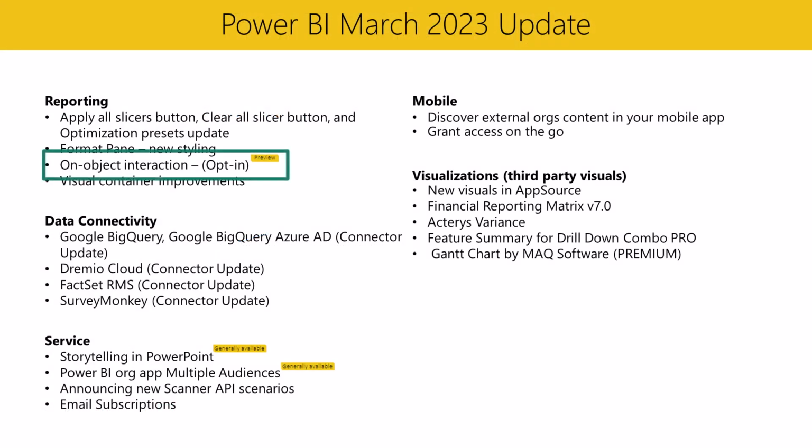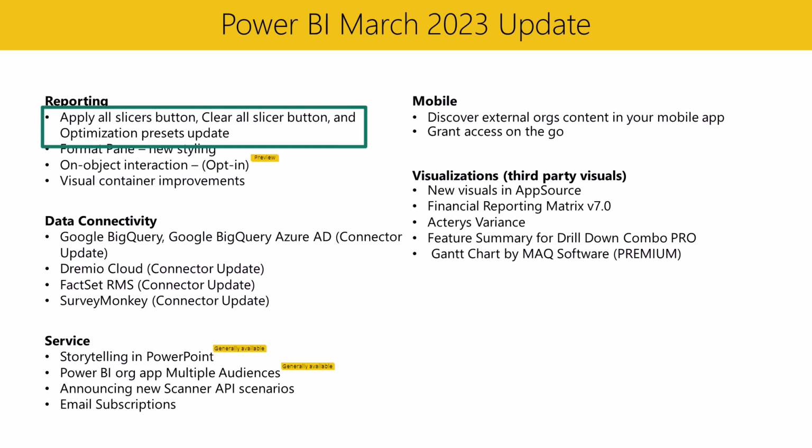As a reminder, this new feature is in public preview and must be turned on in the Options and Settings pane. Next up are updates to the way you can apply slicers on your reports. The Apply All Slicers button is a new feature that allows you to make slicer selections and have the report visuals only update once you've finished making all slicer selections. You can also add in the Clear All Slicers button to easily remove any selected slicers.